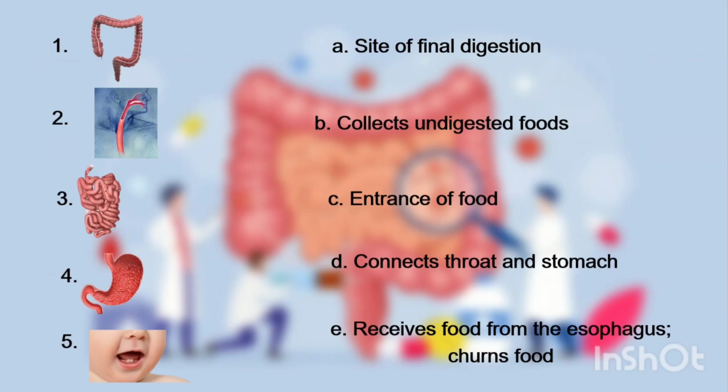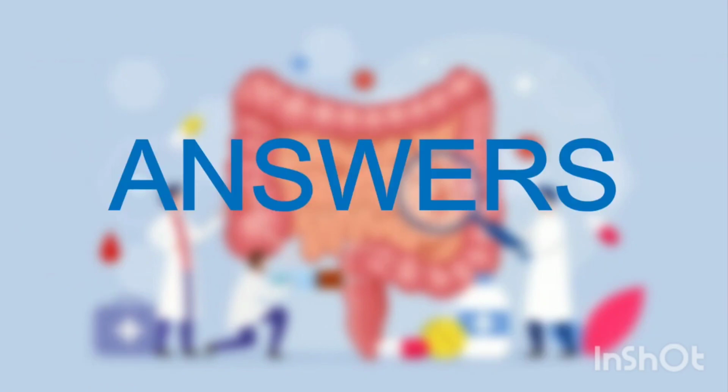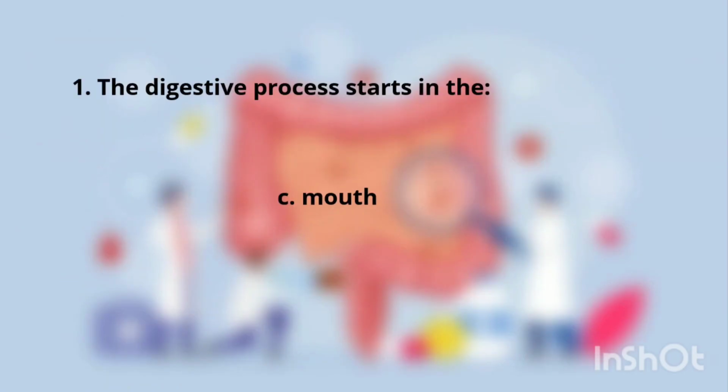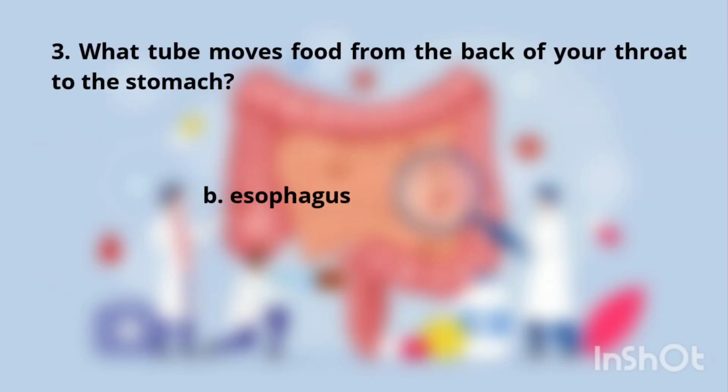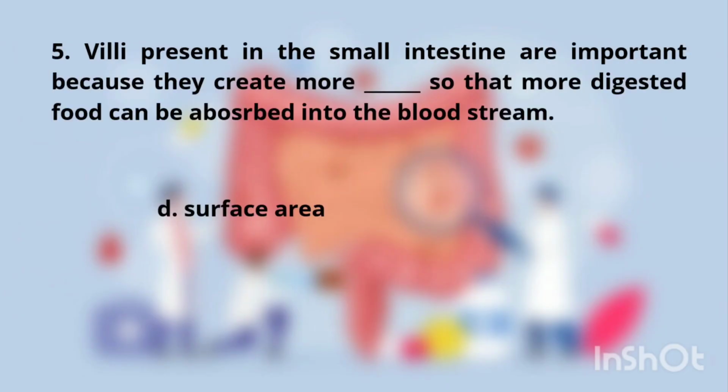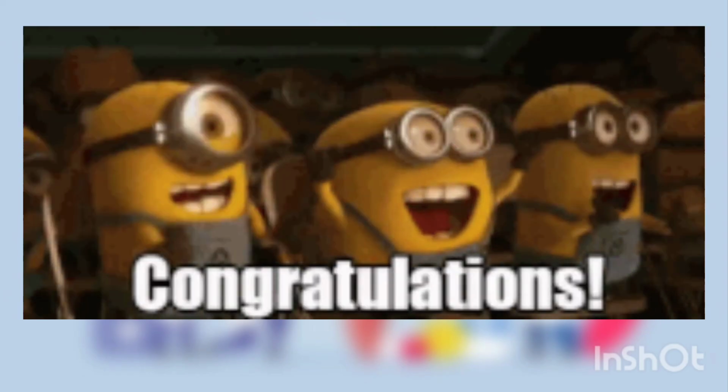Alright, time's up. Let's check. Okay, for the matching type, number 1 is B, number 2 is D, 3 is A, 4 is E, and 5 is C. For the multiple choice, number 1 is C, number 2 is A, number 3 is B, 4 is C, and number 5 is D. If you got a perfect score, then congratulations!